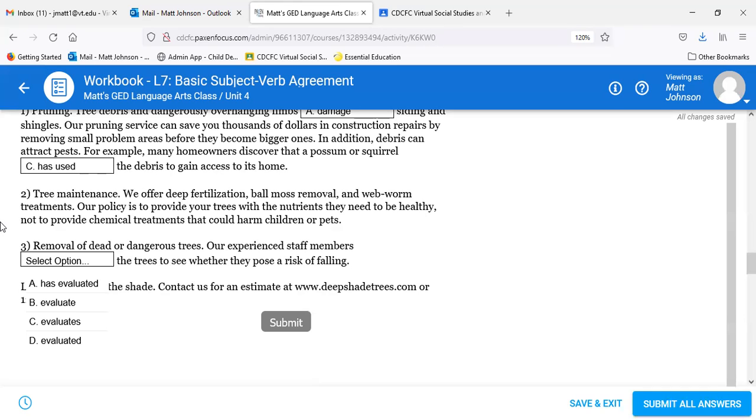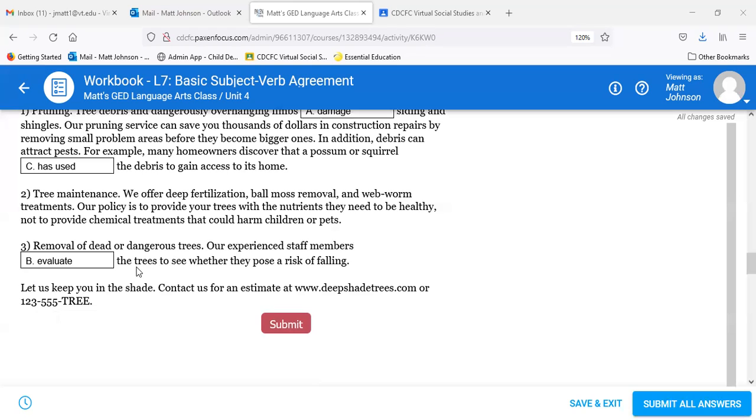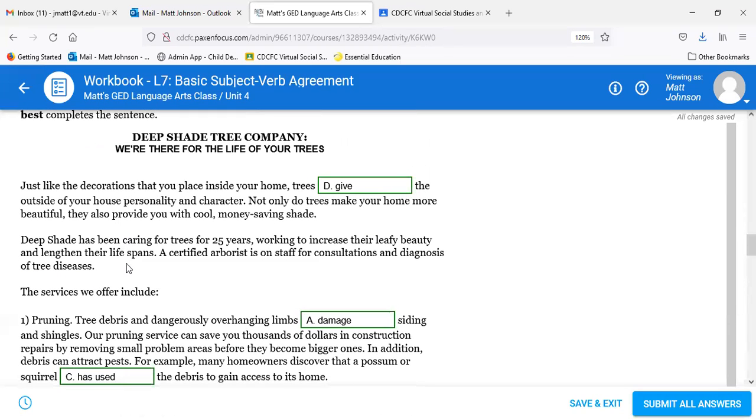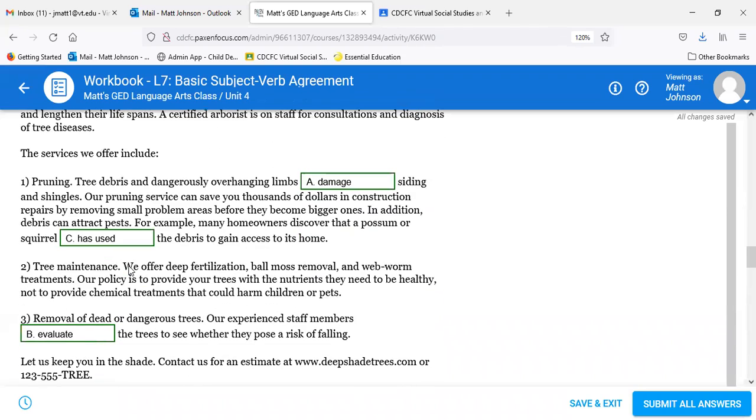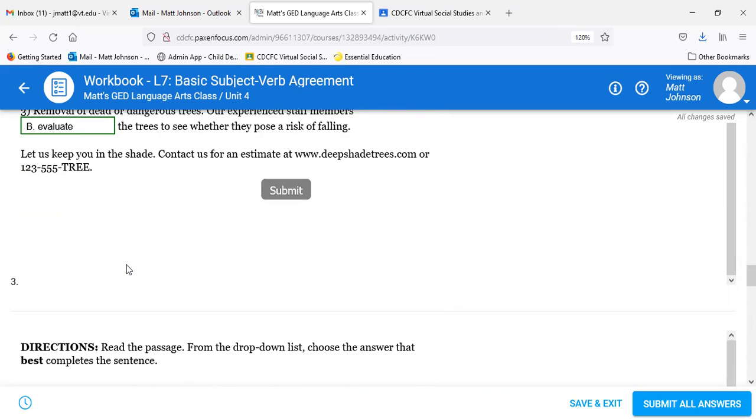Staff member has evaluated. Evaluate. Yeah. So that would be correct if we were talking in the past tense. But our experienced staff members evaluate the trees to see whether they pose a risk. So staff members, that's plural, staff members, right? Evaluate is going to also be our plural verb. So staff members evaluate the trees to see whether they pose risk of falling, right? So we had give, damage, has used, evaluate. All right.